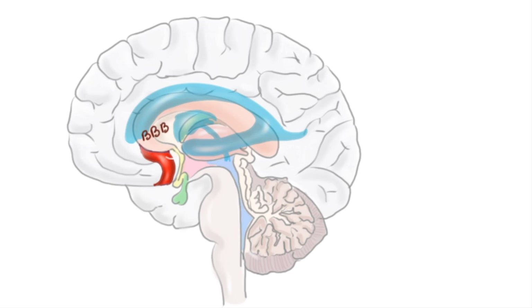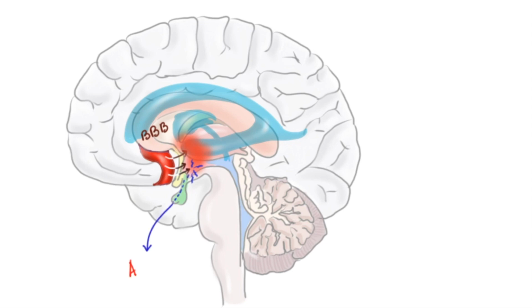This part of the central nervous system doesn't have an intact blood-brain barrier. So blood or blood products can easily come in contact with these specialized structures, so that they can sense the osmolarity of the blood and give a signal to the hypothalamus for ADH secretion.